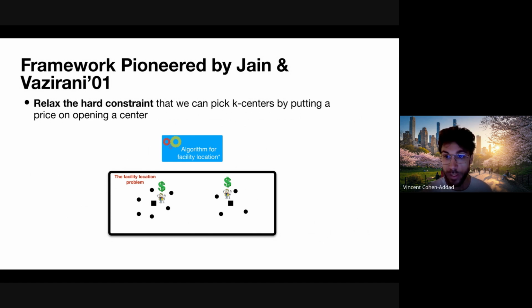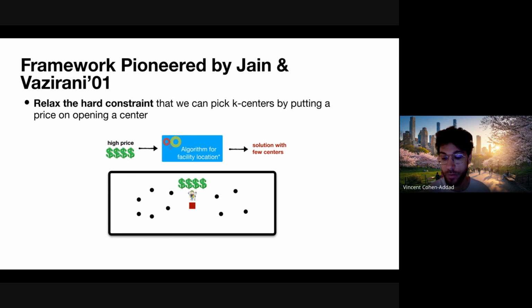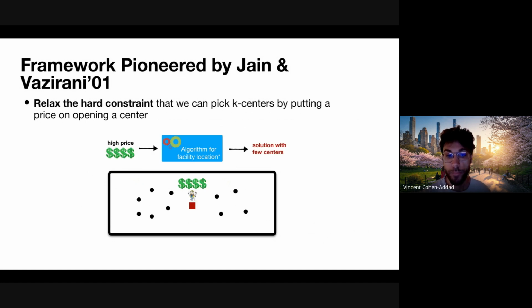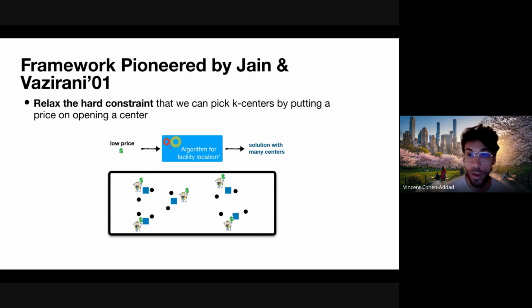So it's turning the K-median problem into the facility location problem, where you need to minimize the sum of the distances from each client to the closest facility you pick, but you also need to minimize the prices of the facilities that you select. In this context, we put some amount of cost on each center, and if you put a high price, then if you optimize this objective, you will have few centers. But if you put a low price, then you'll have many centers. So this is a way to smoothly interpolate between, smoothly play with the number of centers as you change the price.